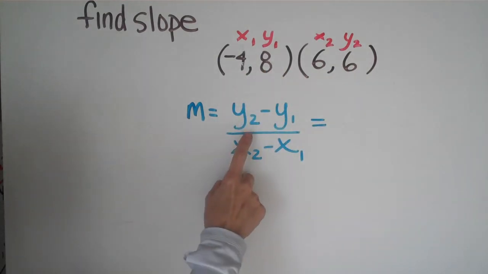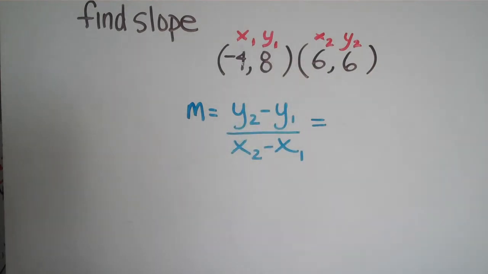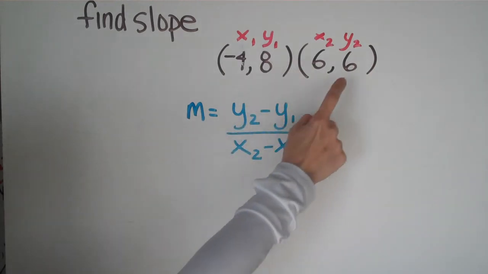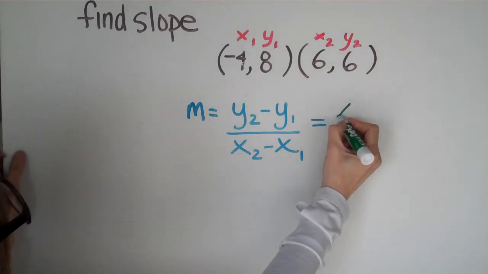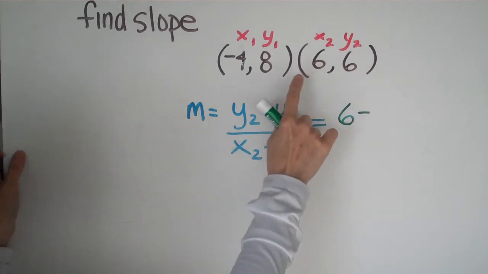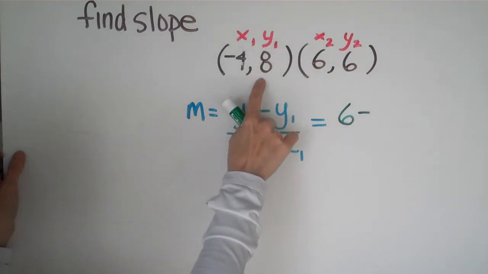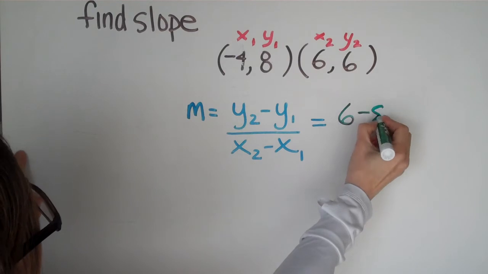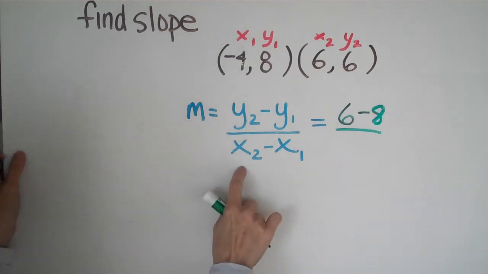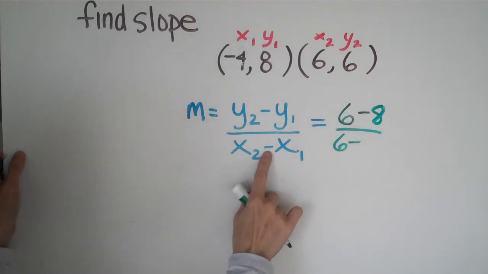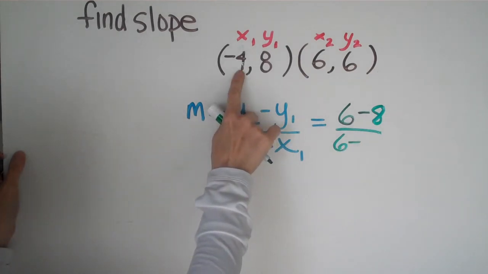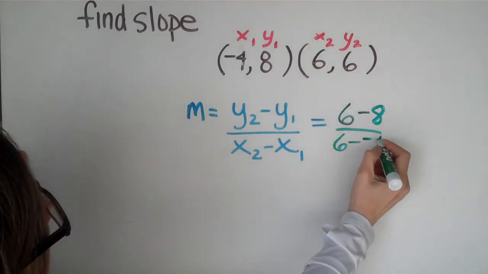Okay, so now we're going to plug these coordinates into our formula. We have y2, which is 6. So let's plug this in. y2, which is 6, minus y1, which is right here, 8, over x2, which is 6, minus, because that's the formula, x1, which is a -4.